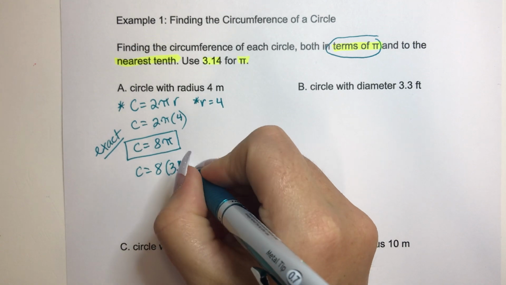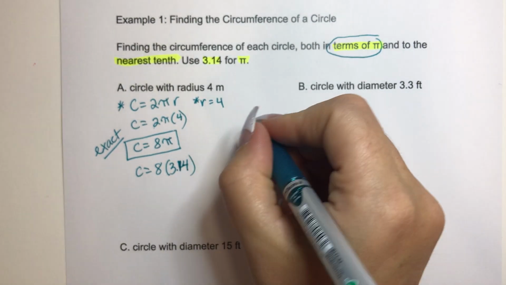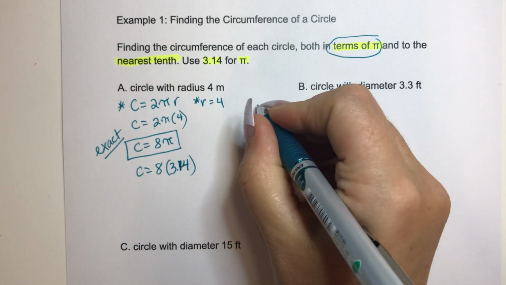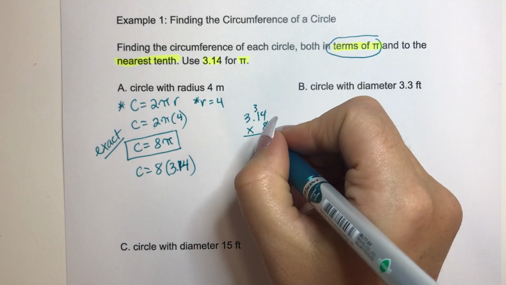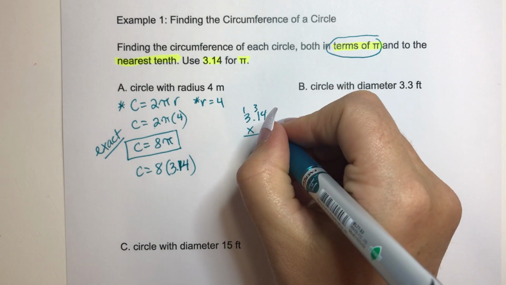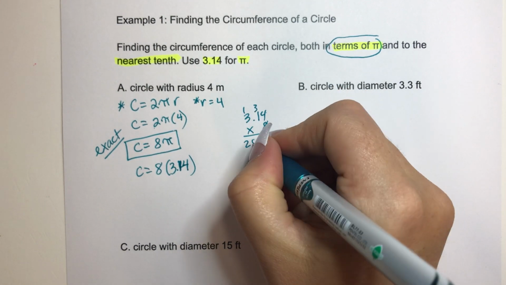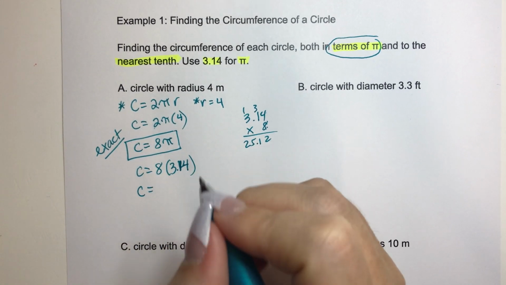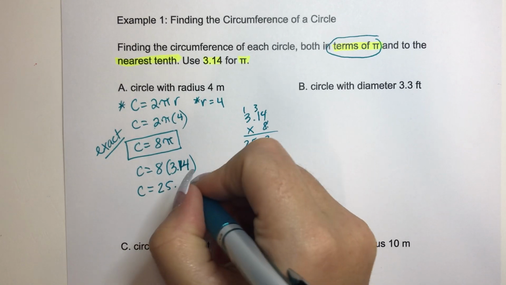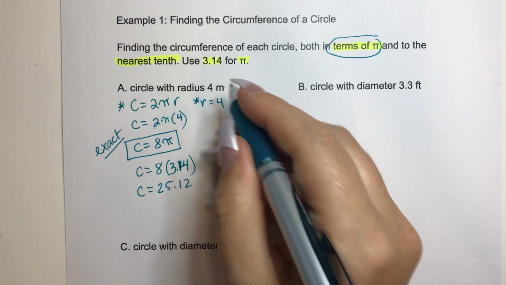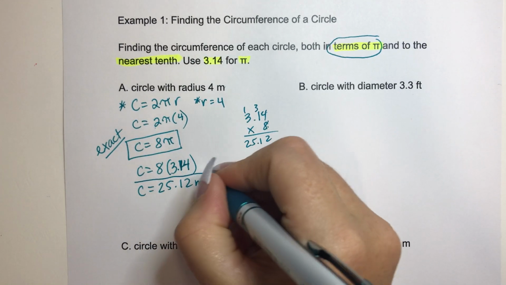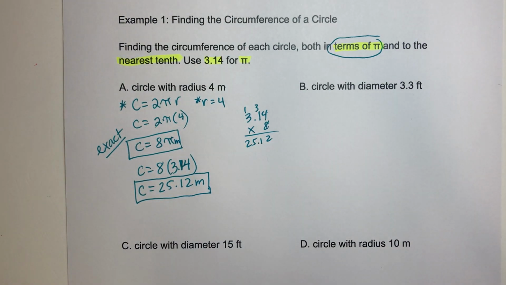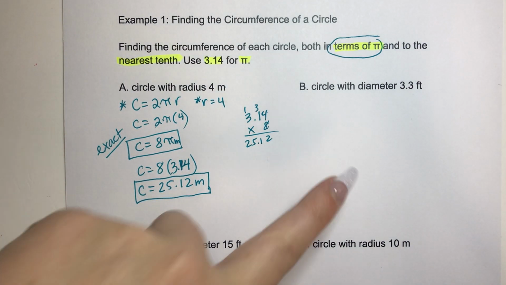And then I just need to figure out what that is. 3.14 times 8, that's 32. 8 times 1 is 8 plus 3 is 11. And then 8 times 3 is 24, 25, and then 2 places. So 25.12 meters. That is the answer. So those are both of our answers. All right? Perfect. Okay, let's go ahead and try the next one.